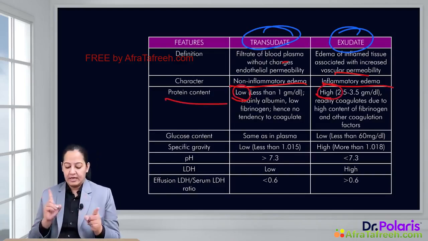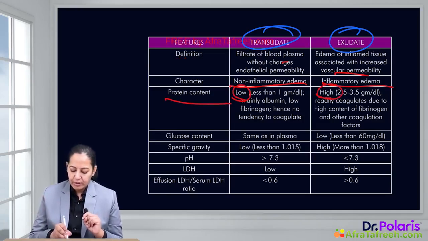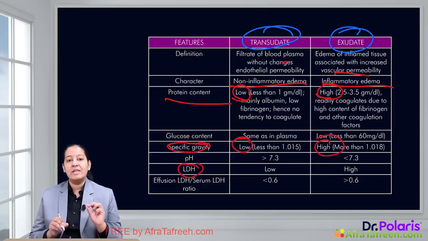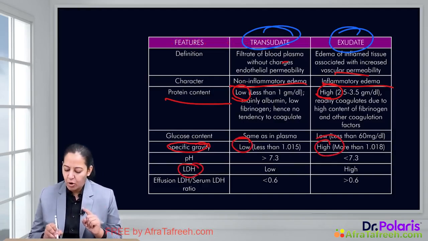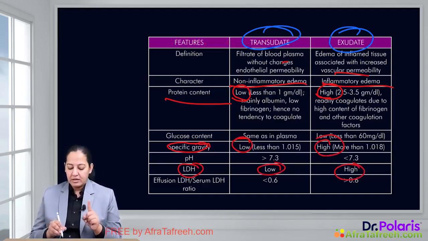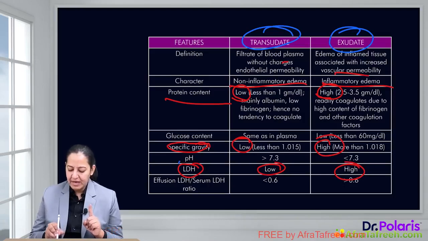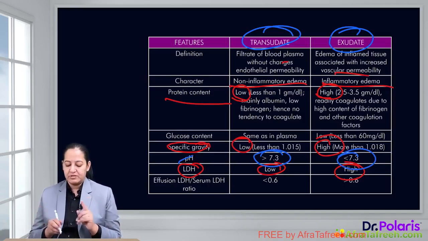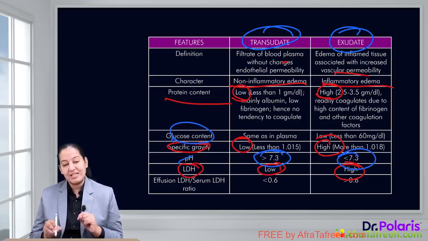See the protein content in both of them. Not only protein, the specific gravity of transudate is also low and exudate is high. Not only this, the LDH enzyme of transudate is low and exudate is high, but the pH is opposite. pH of transudate is more and exudate is less. So it is in the opposite direction.